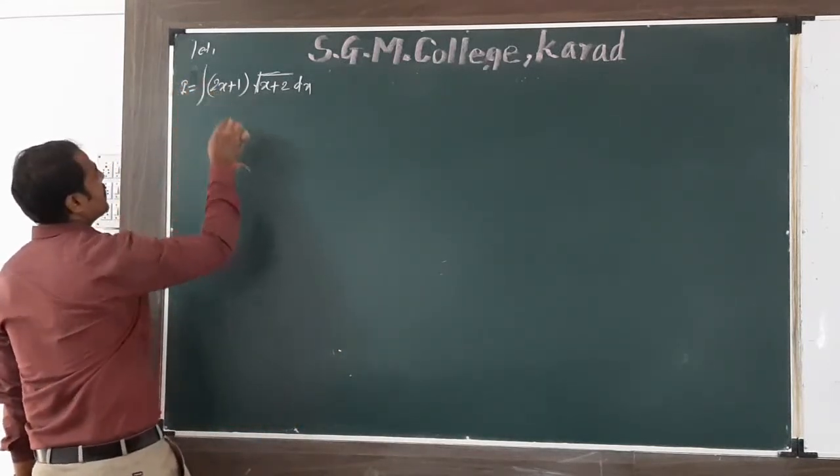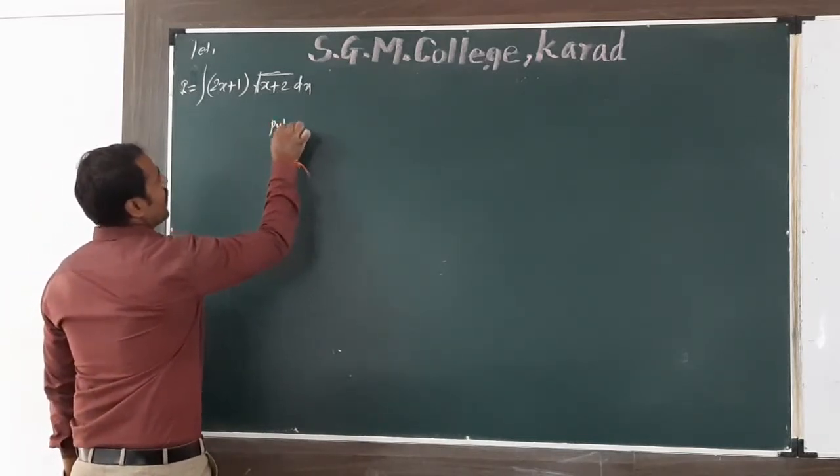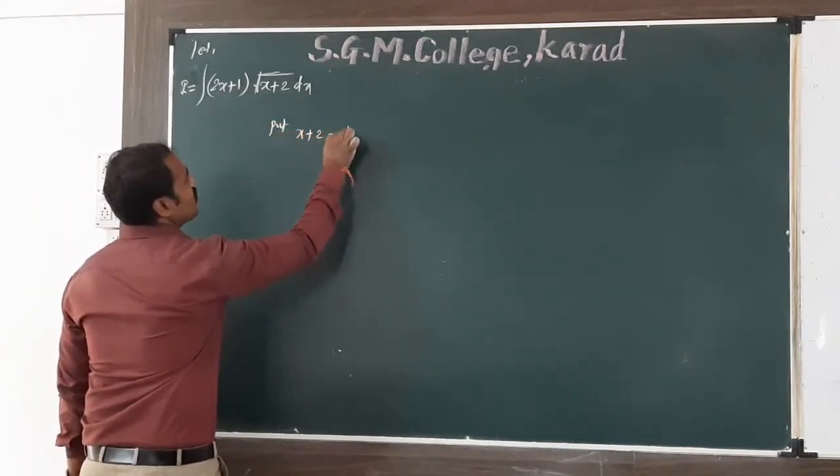First we name the given integration I. So let I is equal to, put x plus 2 is equal to t.